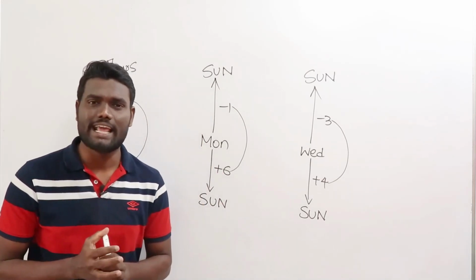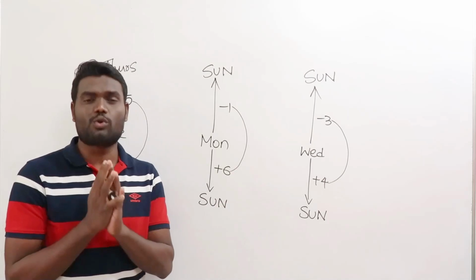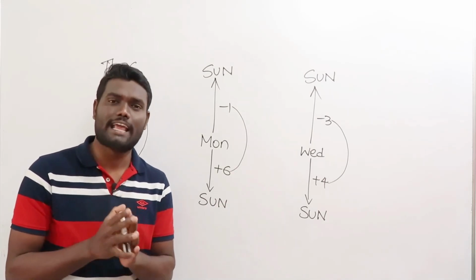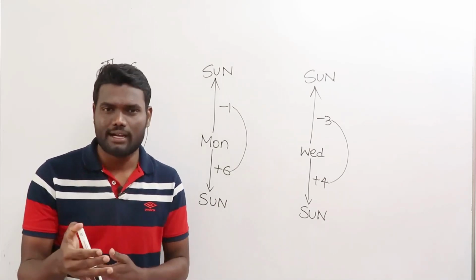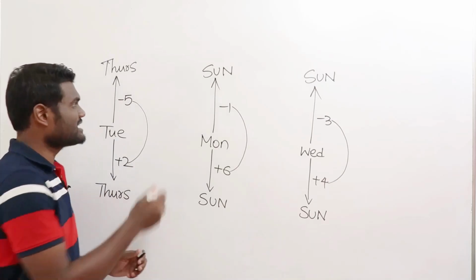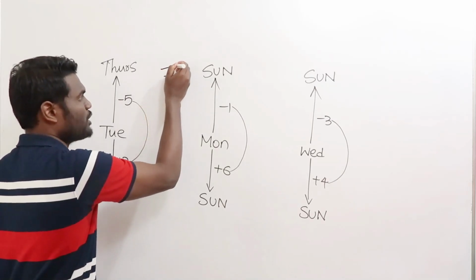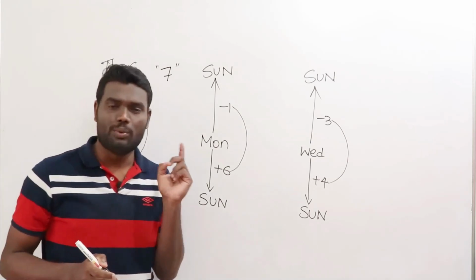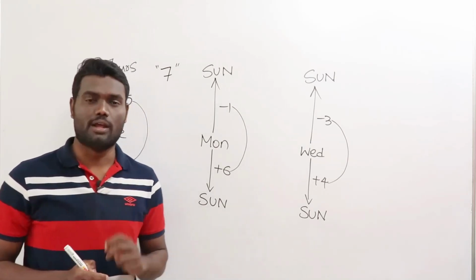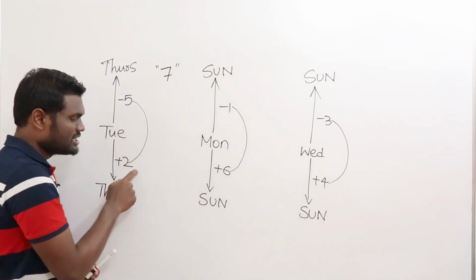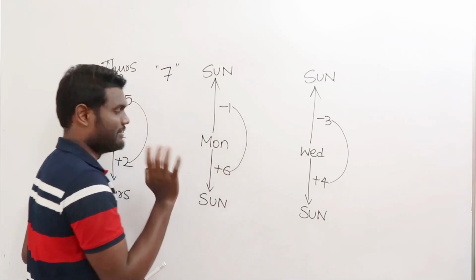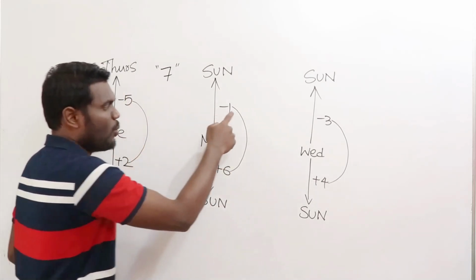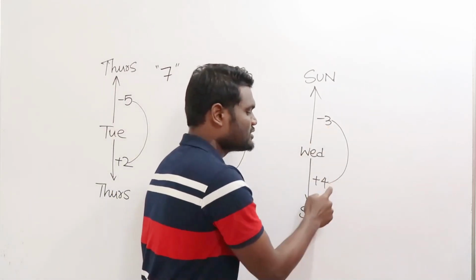But the only thing is, if the question is about going back, what you need to do is convert it into going front. You just need to subtract it from 7. Once you subtract it from 7, going back will automatically be similar to going front as well. Why? Because when you add both these numbers, the sum is always 7. 5 plus 2 is 7, 1 plus 6 is 7, 3 plus 4 is 7.